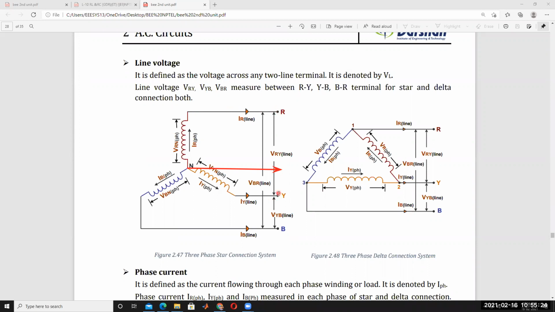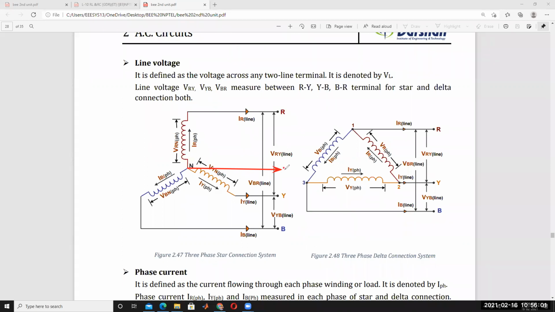The voltage between R and Y is called line voltage. Y and B is called line voltage, VYB line, VRY line, and the voltage between R and B is also called VBR line voltage. Try to understand. But phase voltage is only across this winding, connected between R phase and neutral. This is called neutral. Understood?